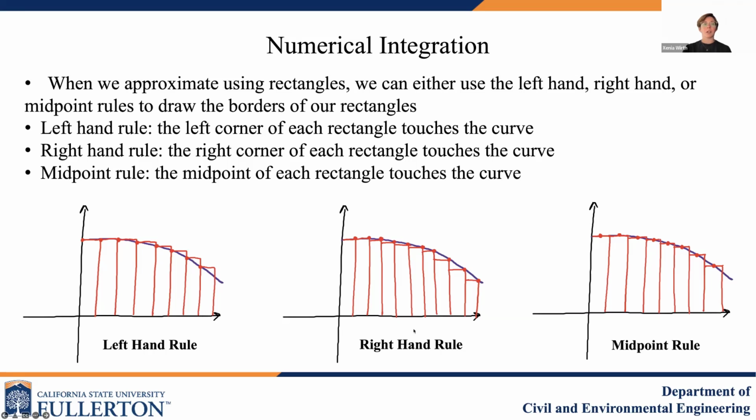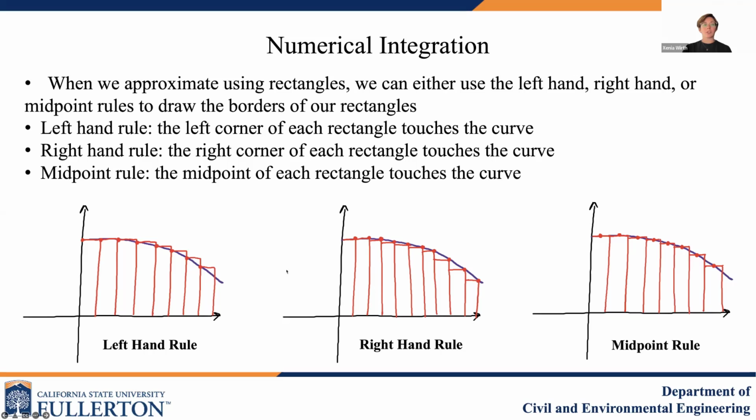We also can use the right-hand rule, and in this case, the right corner of each rectangle is going to touch the curve here. And this tends to under-approximate the area because you have empty space underneath the curve where the rectangles aren't actually part of the curve.